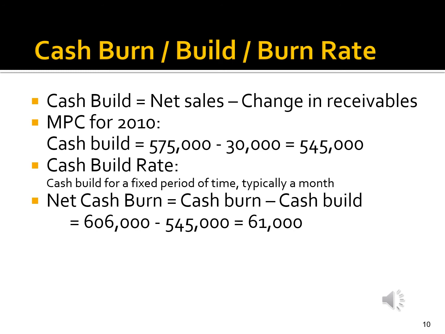So in the previous slide, the net cash burn for the MPC is 606,000 minus 545,000. So the net cash burn for the company for that month in particular is 61,000, because in that month they still were able to generate sales from the business.